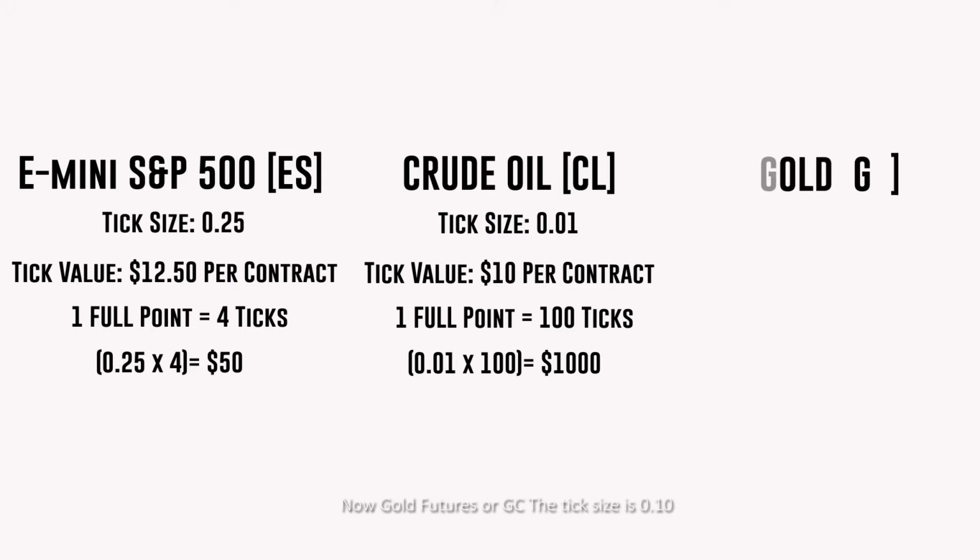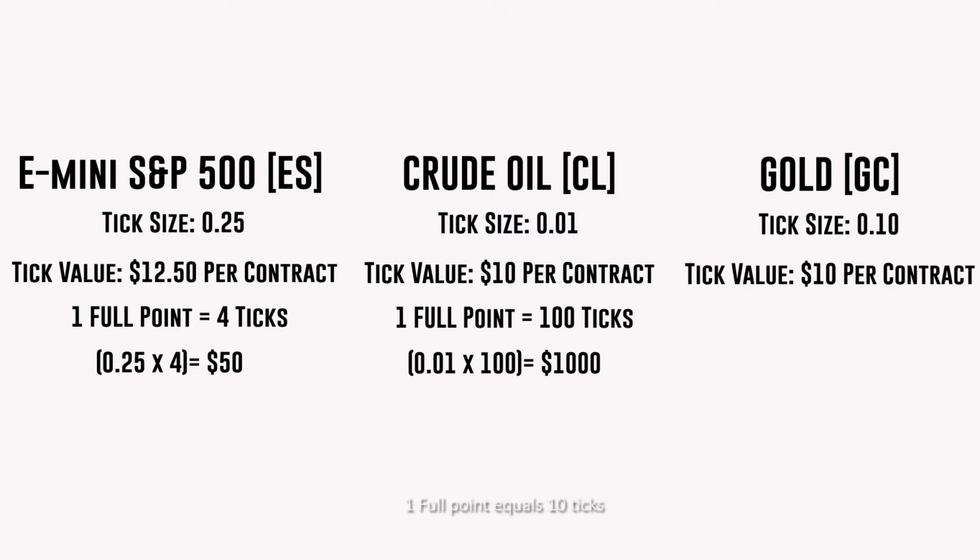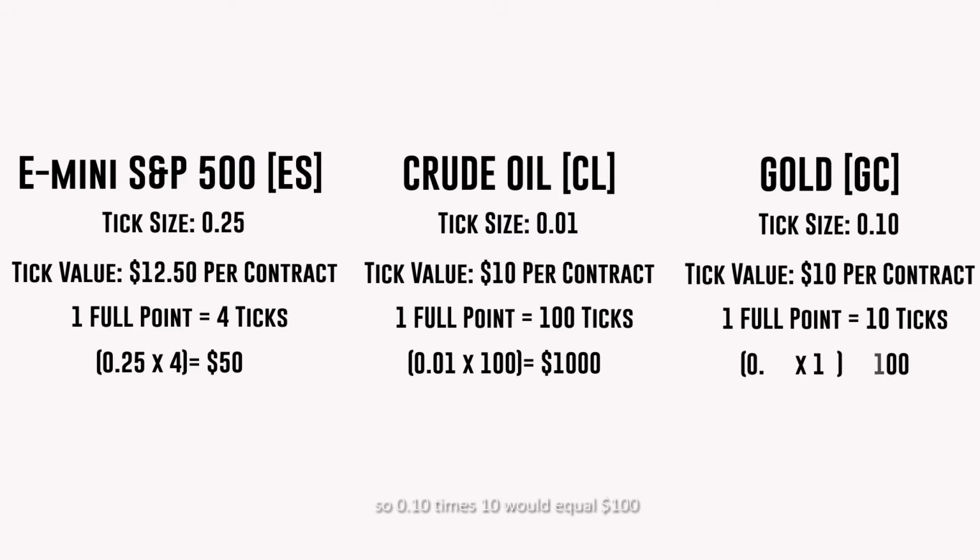Now gold futures, or GC, the tick size is 0.1. The tick value is $10 per contract. One full point equals 10 ticks. So 10 times $10 would equal $100. So one full point movement of gold equals $100. Now as you can see, the tick size and tick value vary between contracts. Knowing this is crucial because it helps you calculate your potential profits and losses.